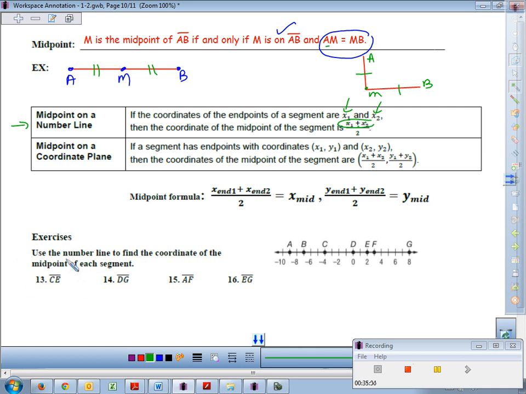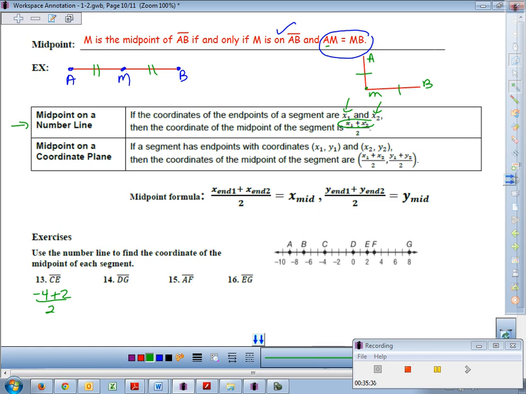So here we go. Let's do these exercises. Use the number line to find the coordinate of the midpoint of each segment. Segment CE. Well, where's C at? So I need a -4. I need to add it to wherever E is. E is located at where? 2. Then I need to divide it by 2. Notice I'm showing a little bit of work. I just don't care about your answer. I care about just a little bit of setup.